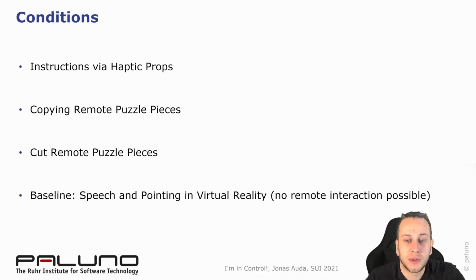To interact with the remote objects, we implemented 4 different conditions. Creating visual instructions using blank haptic props, copying remote puzzle pieces using blank haptic props, cutting remote puzzle pieces using blank haptic props, and as a baseline condition, we used virtual reality with haptic props, but there was no interaction between local and remote haptic props possible.